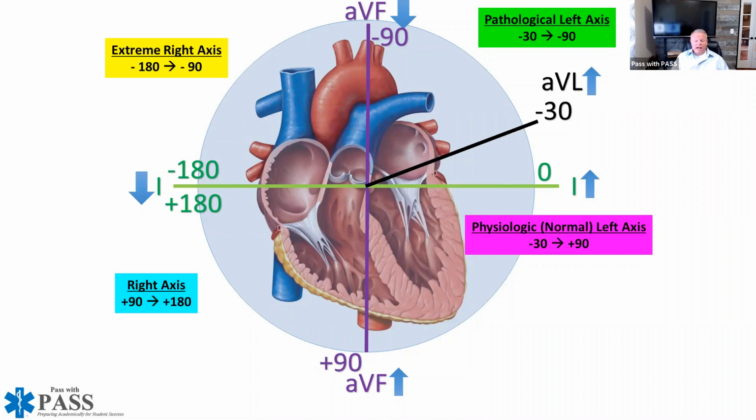It doesn't tell you that they're not having a STEMI. It doesn't tell you that they may not be having other conditions, but it tells you as far as the electrical impulse, things are going the way that they're supposed to. If you have a right axis, an extreme right axis, or a pathological left, that tells me that there is something abnormal going on, and then we can think through what those things may be.